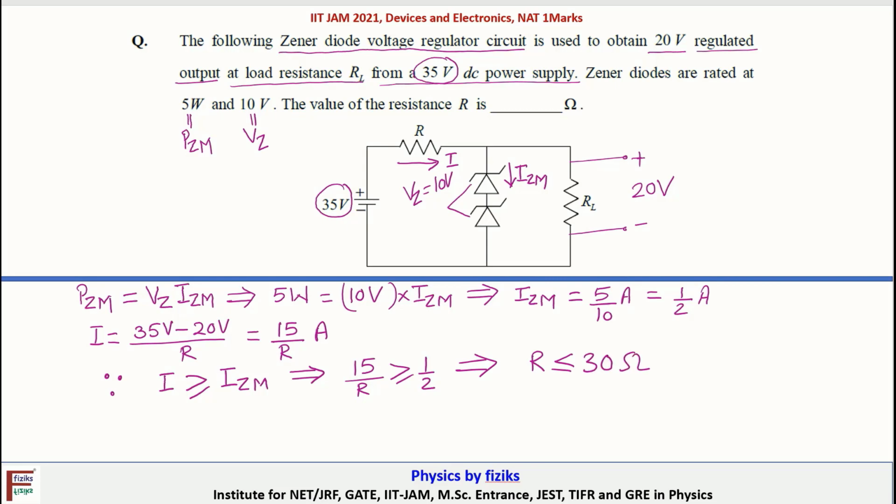So we have to find the value of resistance R, it's a numerical answer type question. So in this case, you have to put here 30.